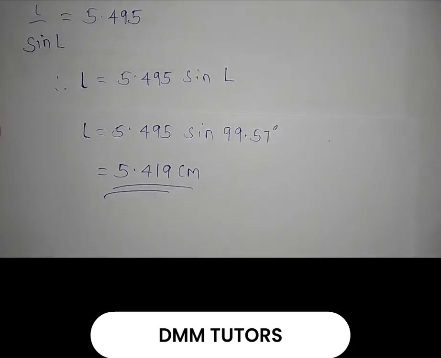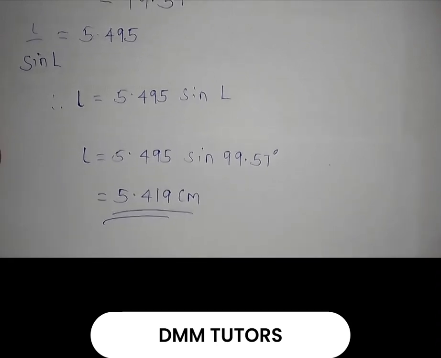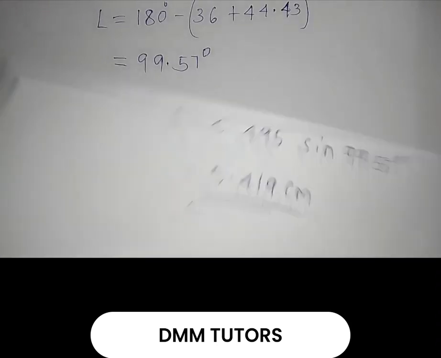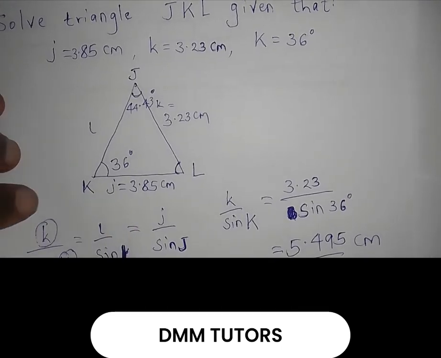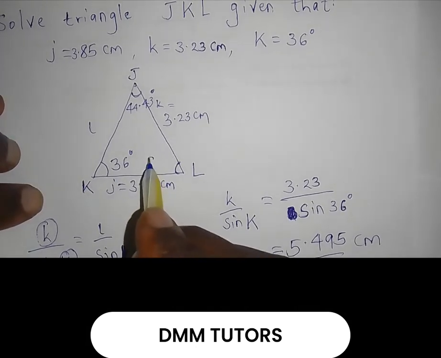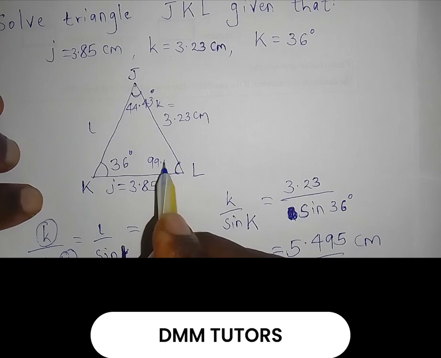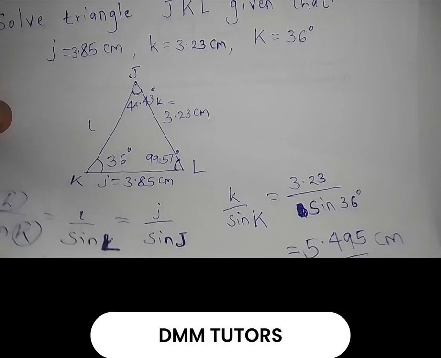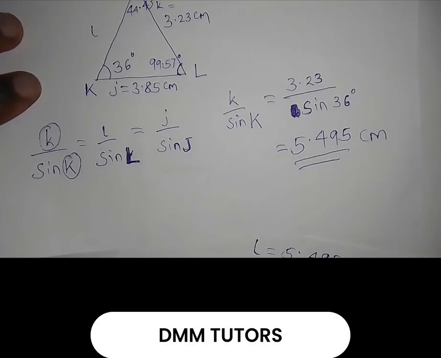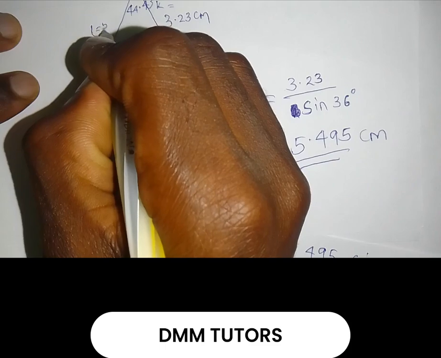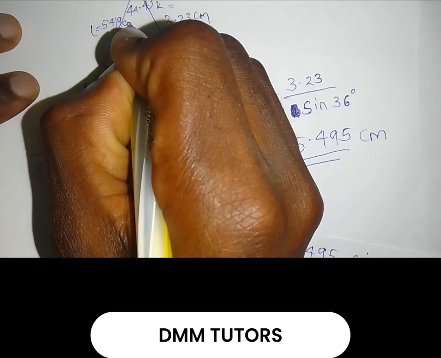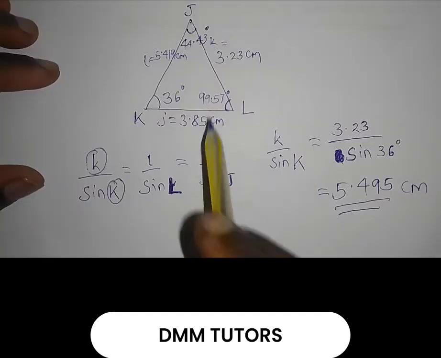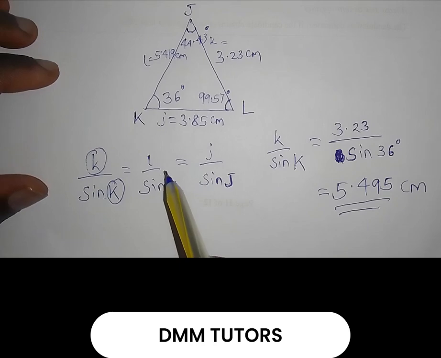So up to this point, we have solved the triangle JKL. So we have all the sides. Here is 99.57, and the length L is 5.419. So up to here we would have solved the triangle.